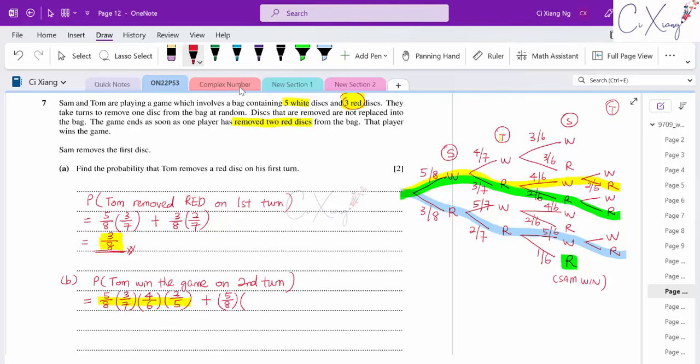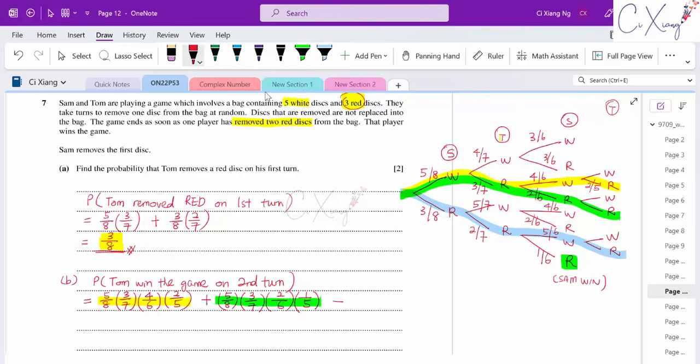Second, this red is removed by Tom, so 3 over 7 also. Then according to green color, the third one is Sam removes the red color disc, which is 2 over 6. Okay, so I write clearer, this is a 2. And continue further, the next disc removed is red by Tom, and the probability now will be 1 over 5 because we have only one red disc left at this stage. Right, so this is the probability for the green pathway.